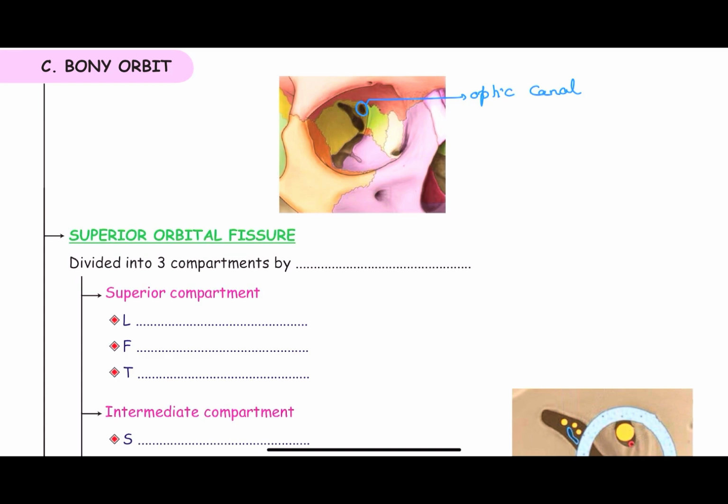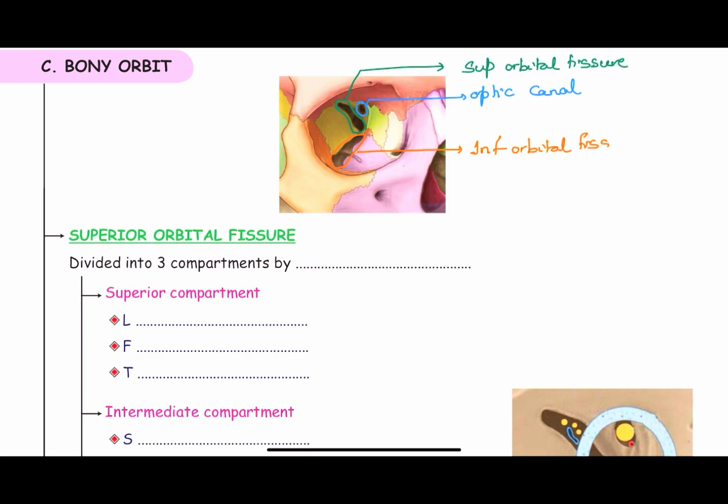And apart from this canal, there are two vertically elongated structures present superiorly and inferiorly. As these are vertically elongated, we can call them fissures, and these fissures present in the orbit are called orbital fissures. Those orbital fissures present superiorly, you can see here, this part. This fissure which is present superiorly is called the superior orbital fissure. And the one present on the inferior aspect, this part, is called the inferior orbital fissure.